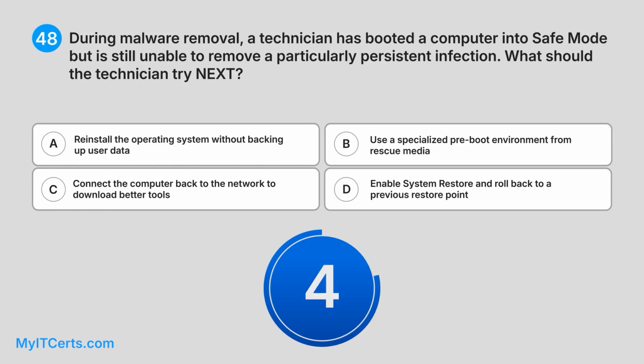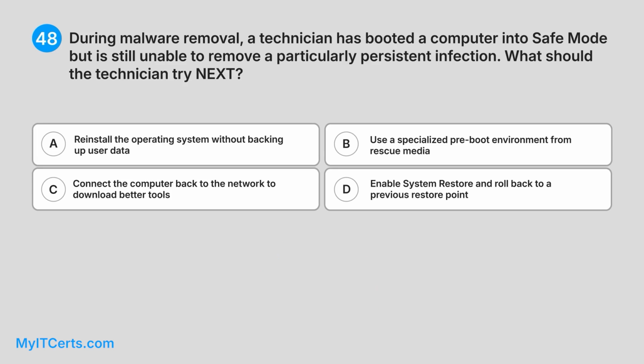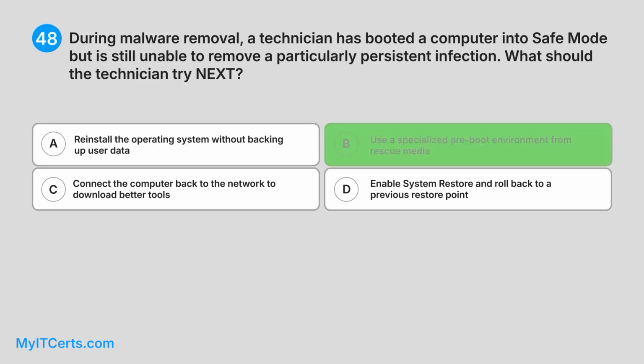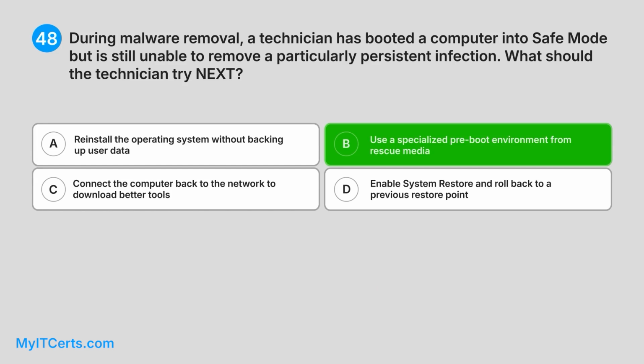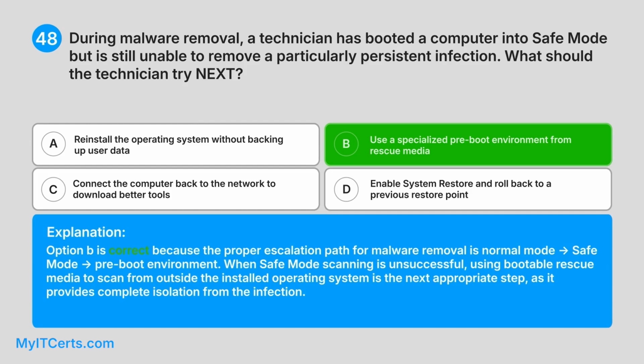Do you know the answer? Correct answer: B. Use a specialized pre-boot environment from rescue media. Explanation: Option B is correct because the proper escalation path for malware removal is normal mode, safe mode, pre-boot environment. When safe mode scanning is unsuccessful, using bootable rescue media to scan from outside the installed operating system is the next appropriate step, as it provides complete isolation from the infection.